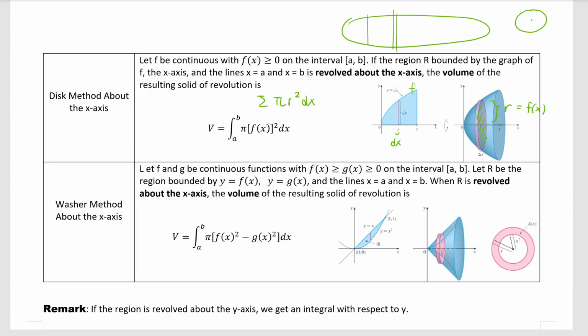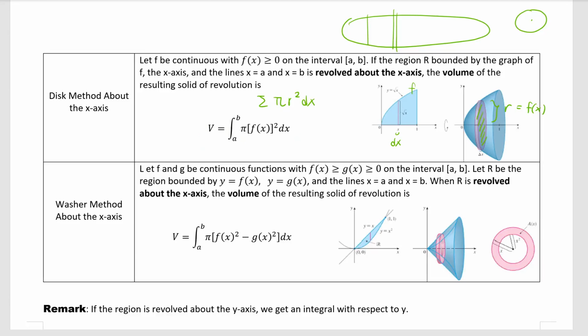That's why you get this. Remember, the sum becomes the integral, the Riemann sum. When the number of slices goes to infinity, we get the definite integral. And r in this case is just f of x. So that's why we get this formula.